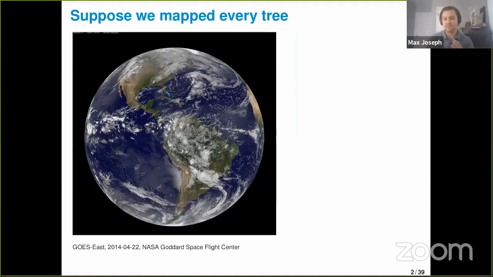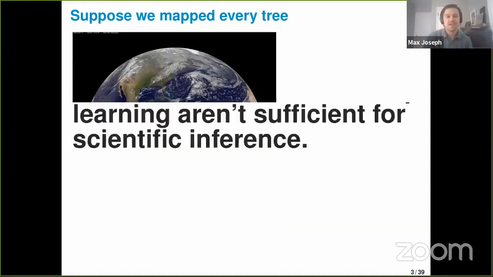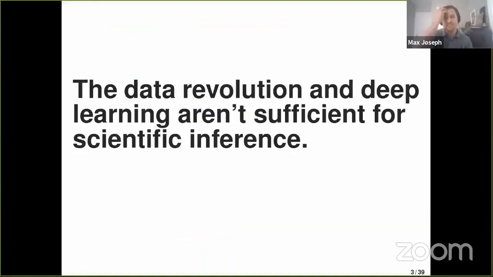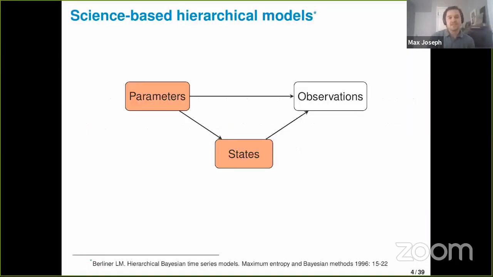Well, we know a lot about where plants occurred, but we might not really be able to make inference about plant population dynamics, for example. And the reason should come as no surprise. The data revolution and deep learning on their own simply are not sufficient for scientific inference. And so in statistical ecology, we often use science-based hierarchical models for this purpose. In these models, there's some component that describes how the data arise, some component that describes ecological states and potentially their evolution in space and time, and some component that describes the parameters that we don't know.